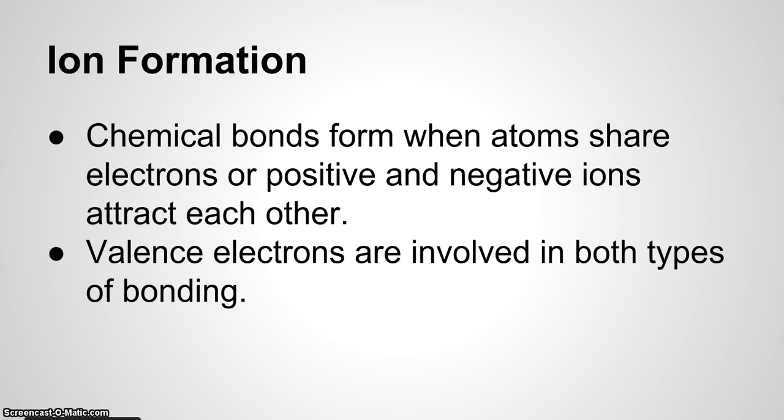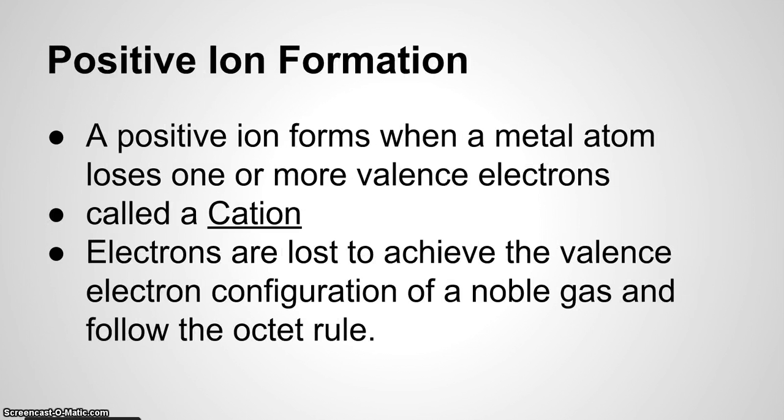Chemical bonds form when atoms share electrons or when positive and negative ions attract each other. So it's a different type of bonding than covalent bonding. It's an opposites attract scenario, whereas covalent bonding is atoms overlapping and sharing their electrons. Now, valence electrons are involved in both types of bonding, so we are going to be focusing still on valence electrons.